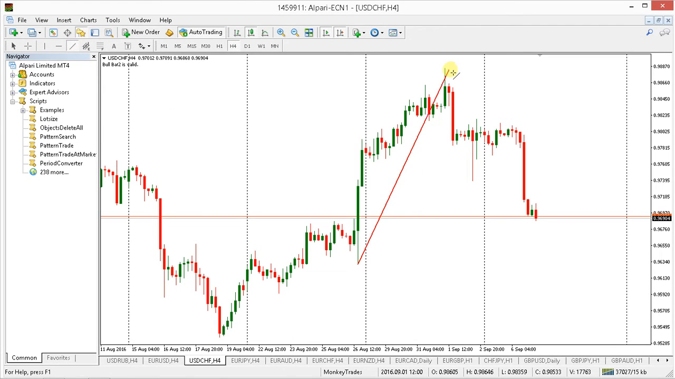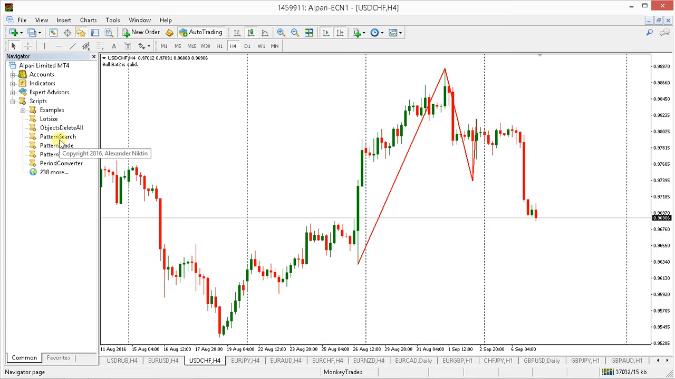You draw one leg after you have deleted all objects from your chart. You draw the second leg and you draw the third leg, and then you run the pattern search tool. Guys, I remind you once again, the pattern search tool does not analyze the price itself. It analyzes the objects on the chart. You should draw the legs and it will analyze these legs, because the human eye does not analyze price and numbers.